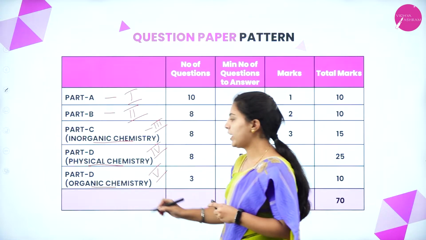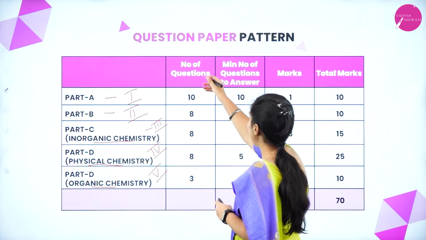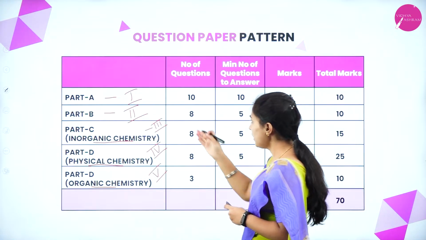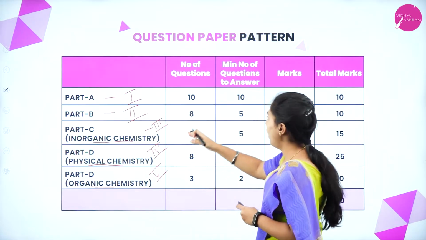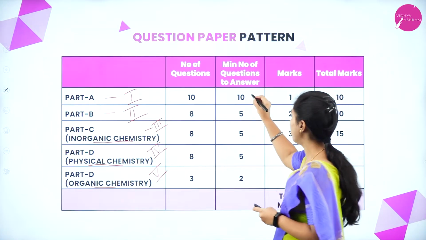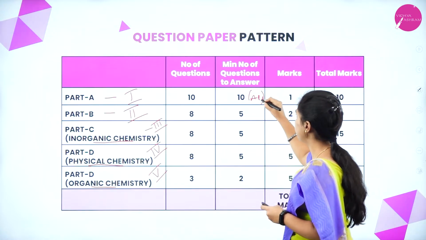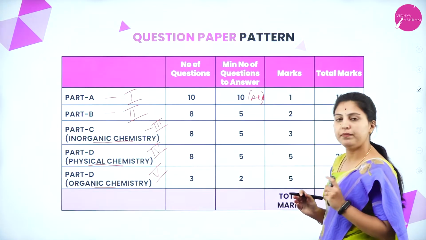Again, fifth main, we can expect from organic chemistry questions. And this is the number of questions, minimum questions to answer, marks and total marks. In Part A, we will have 10 questions. And how many questions do we have to answer? All 10 we need to answer. Each carries 1 mark. Total marks will be 10.